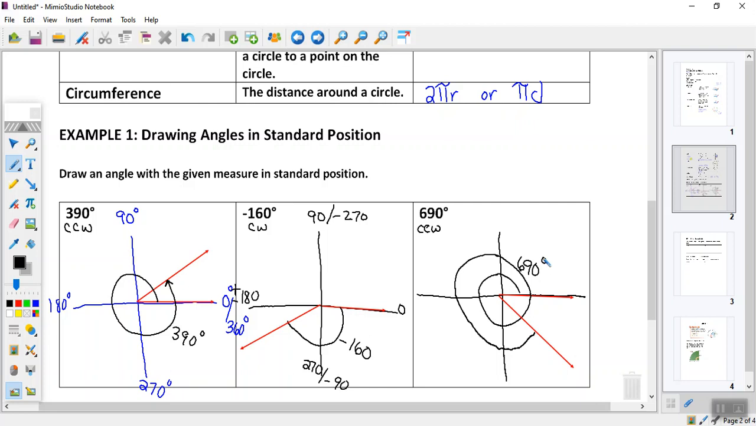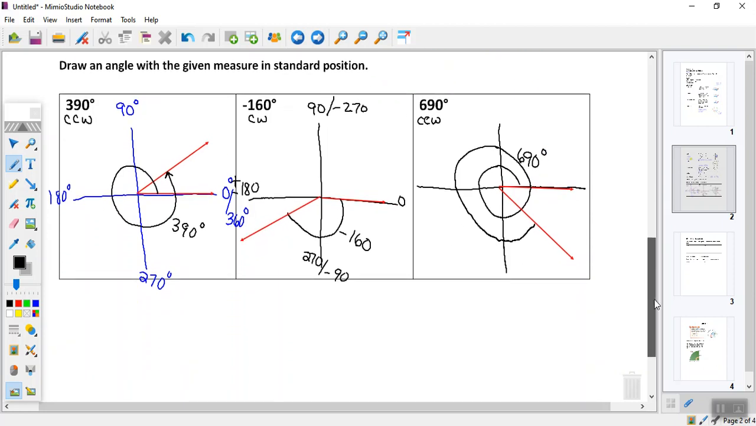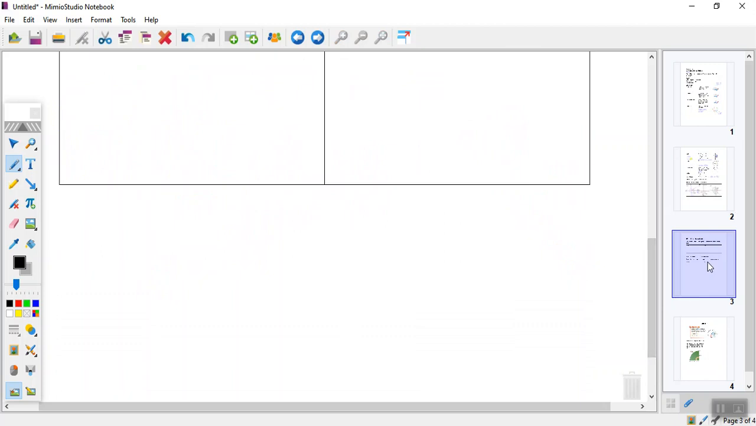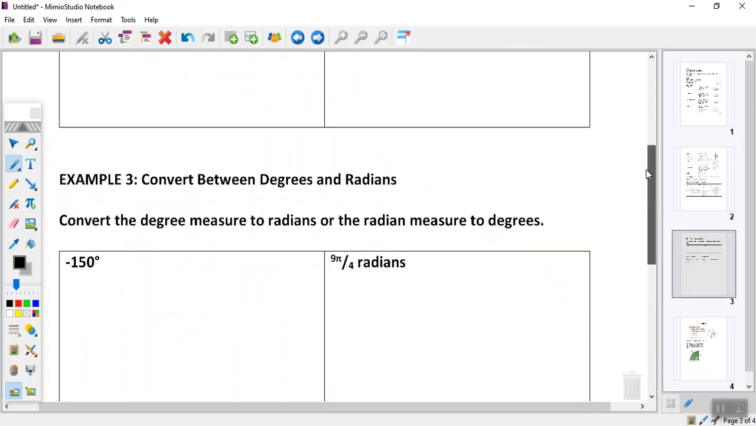Okay, how you guys feeling about drawing angles in standard position? You okay with that? Pretty solid. Okay, let's check this out then. What do we have? Page 3 already? Today's kind of a shorter lesson, so that's a good deal, isn't it?